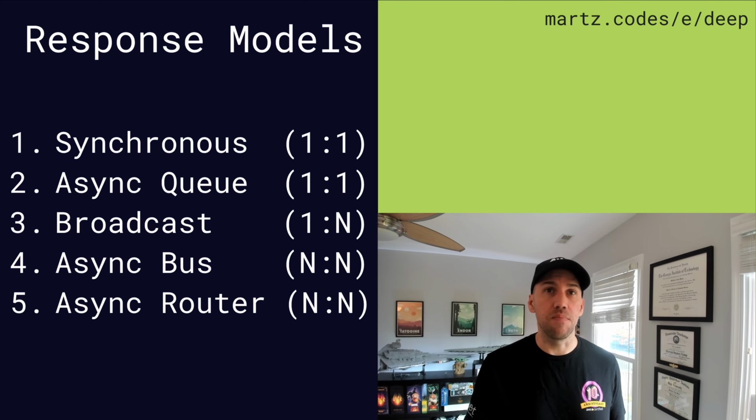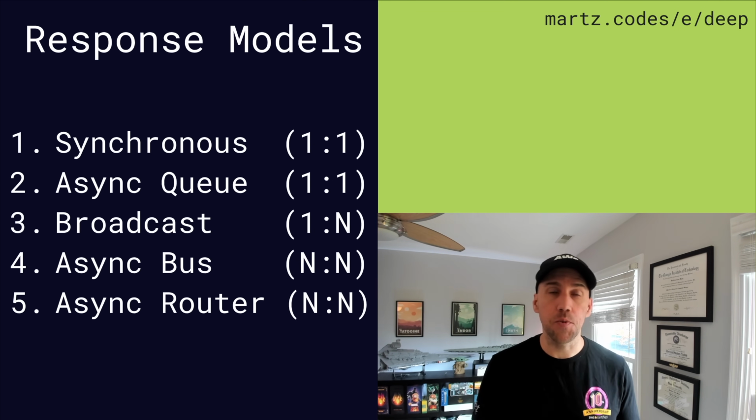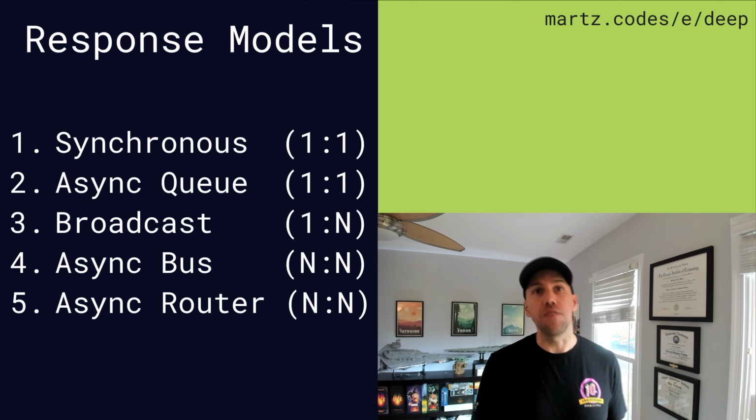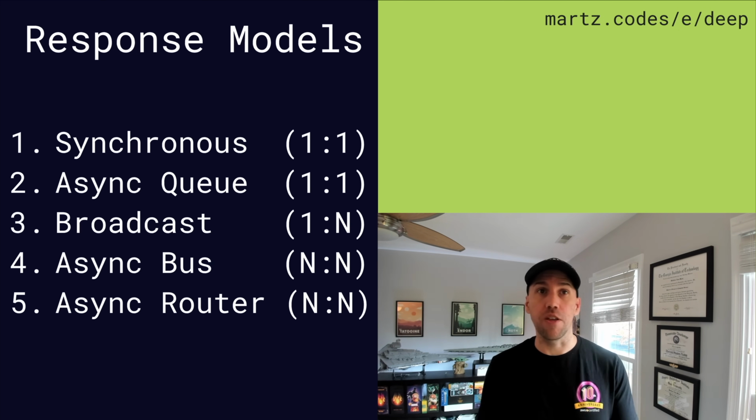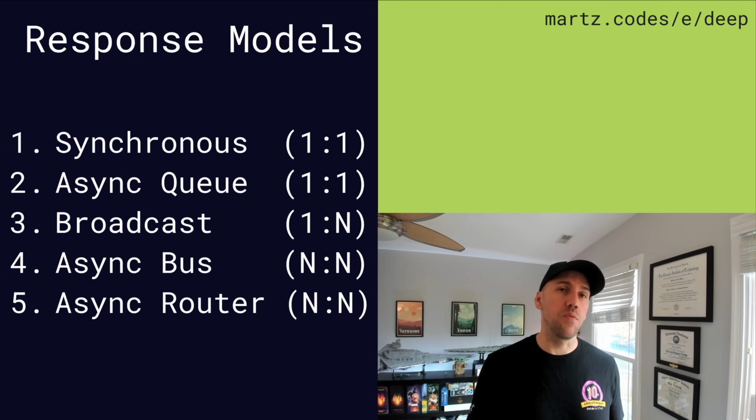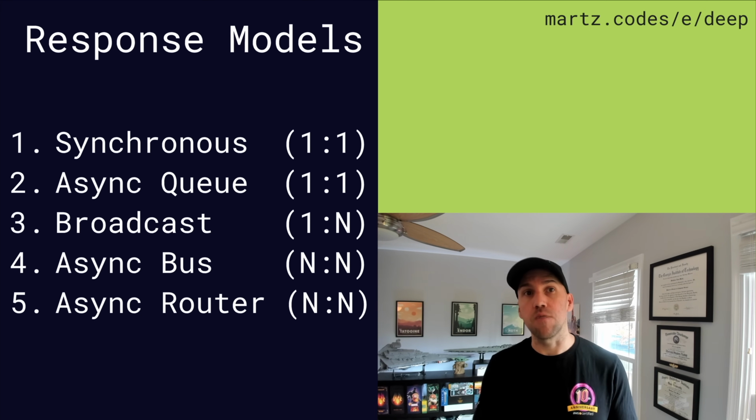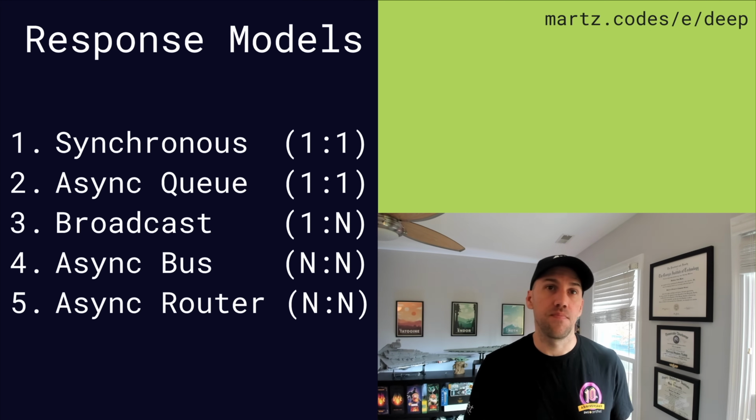The broadcast model disseminates events to multiple consumers at once, ideal for widespread event notification. Next, the async bus, which acts like a central highway for events, supporting flexible multi-point communication in complex systems. And finally, we have the async router, which intelligently directs events based on specific rules inside of the producer's code, ensuring they reach the appropriate destination.